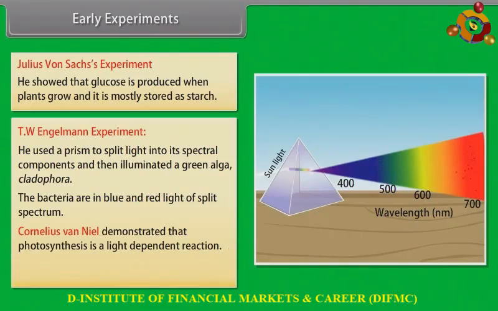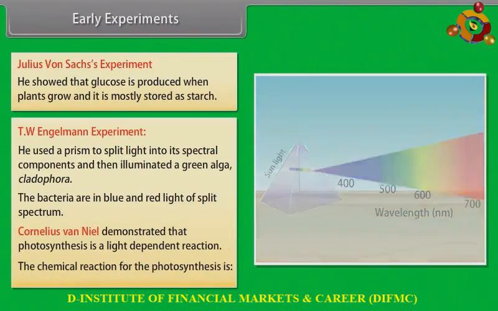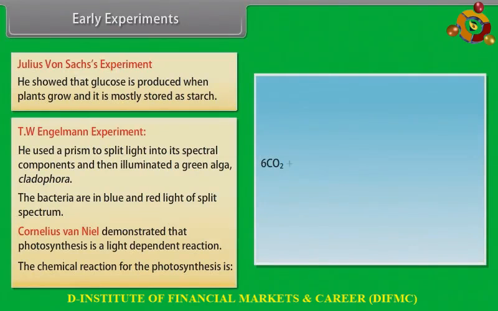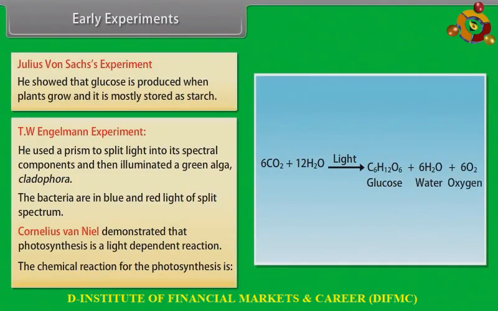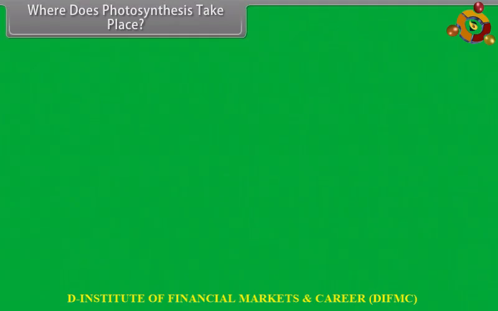The chemical reaction for photosynthesis is 6CO2 with 12H2O in the presence of light gives C6H12O6, which is glucose, with 6H2O, which is water, and with 6O2, which is oxygen. Where does photosynthesis take place?